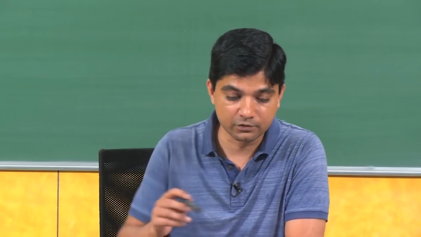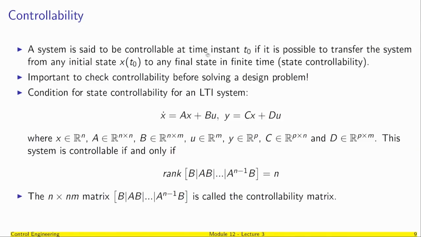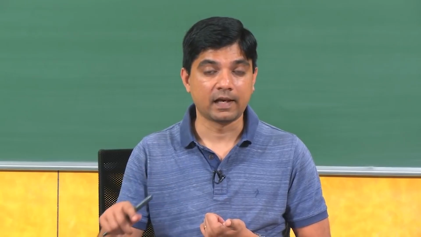So, based on what we have argued so far, a system is said to be controllable at t naught if it is possible to transfer the system from any initial state x(t naught) to any final state in a finite amount of time. The key here is that I should be able to reach from point A to point B in some finite amount of time. It does not really help me much if I can say that I could travel from Bombay to Delhi in an infinite amount of time. You want your car to be designed in such a way that you travel in finite amount of time.